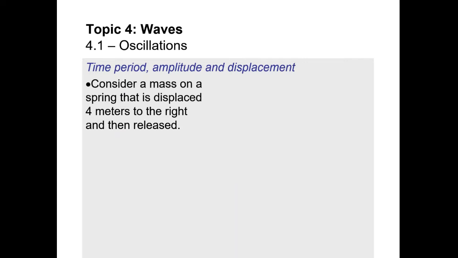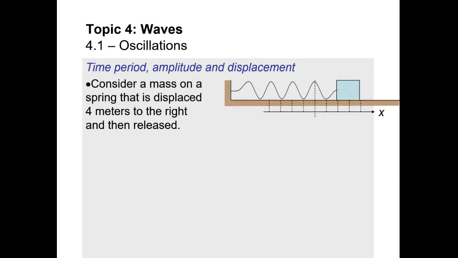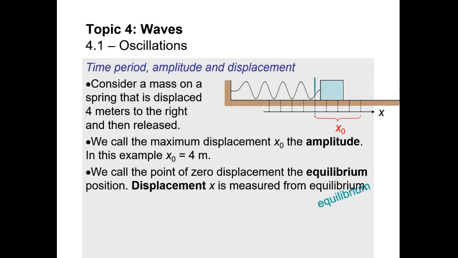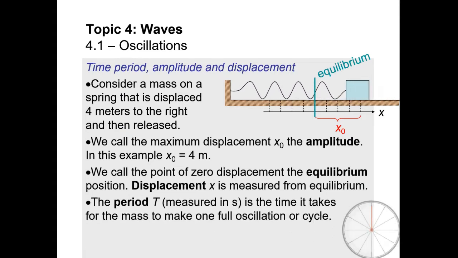Consider a mass on a spring that is displaced 4 meters to the right and then released. We call the maximum displacement x0 the amplitude. In this example, the amplitude is 4 meters. We call the point of zero displacement the equilibrium position. Displacement x is measured from the equilibrium.